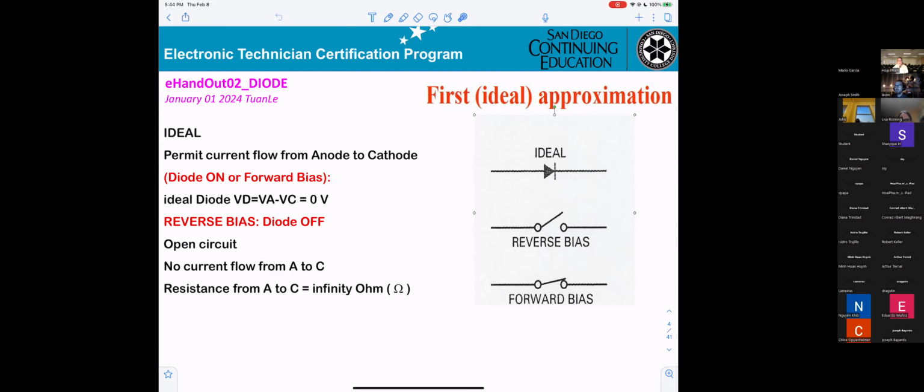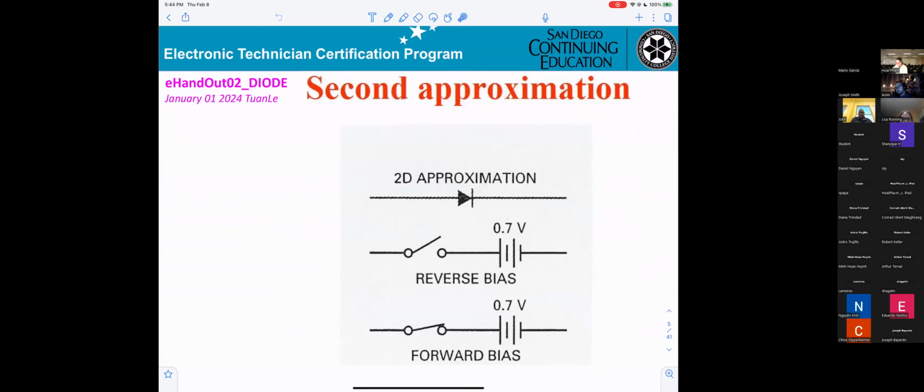However, if we say the diode is ideal, then they don't care about the 0.7 or 0.3. They're supposed to be 0. And that never happens, okay? Okay, got it. You see that?